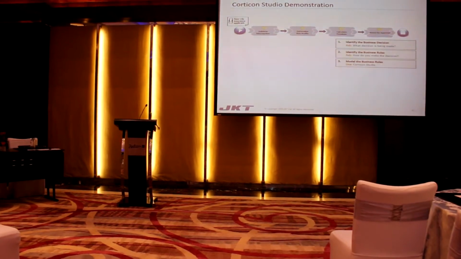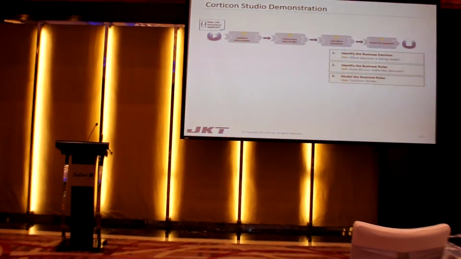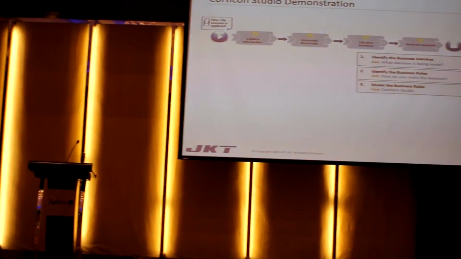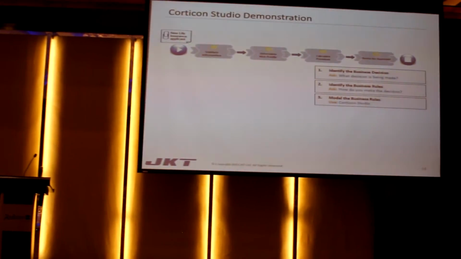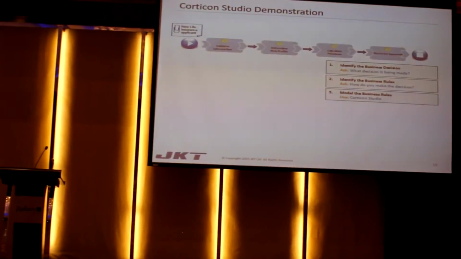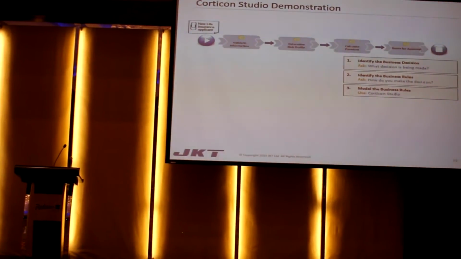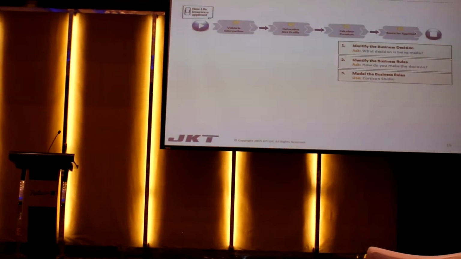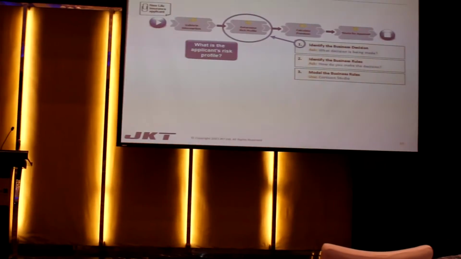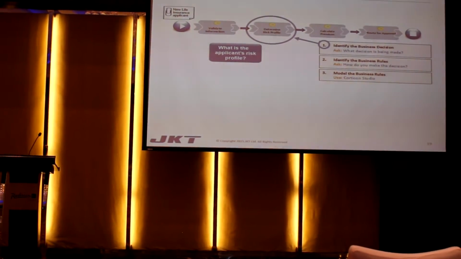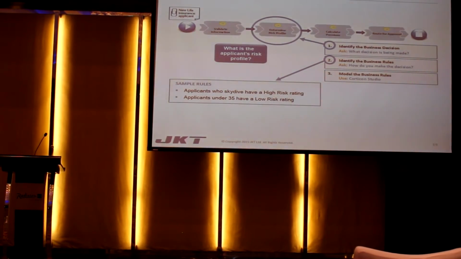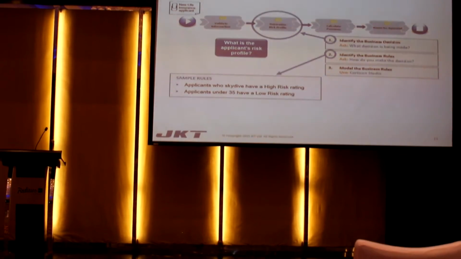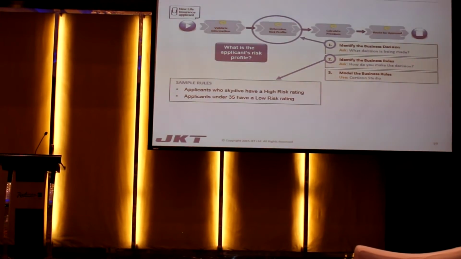If a person does some dangerous activity or has a dangerous hobby, like skydiving, then probably it would be the riskiest person. So for that company, if a person does skydive, it would be a high risk rating, and this would be our first rule. The second rule is that if a person is less than 35 years of age, he would be a low risk person. So for a life insurance company, these two are my basic rules.